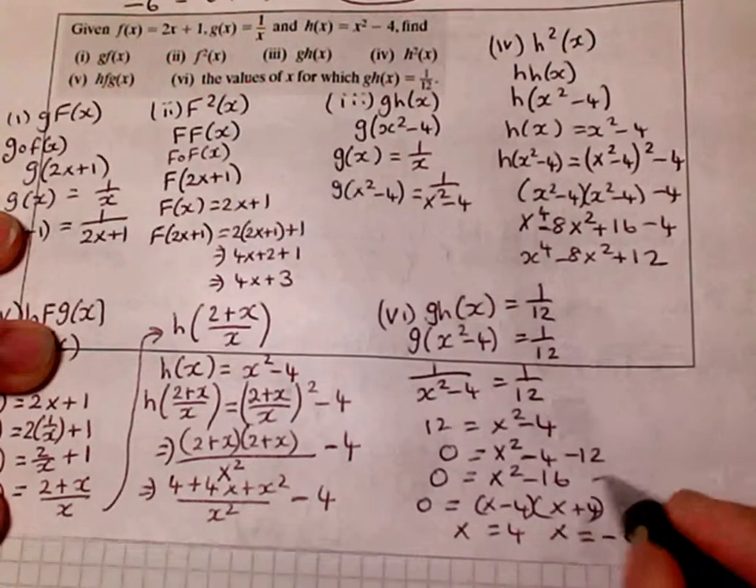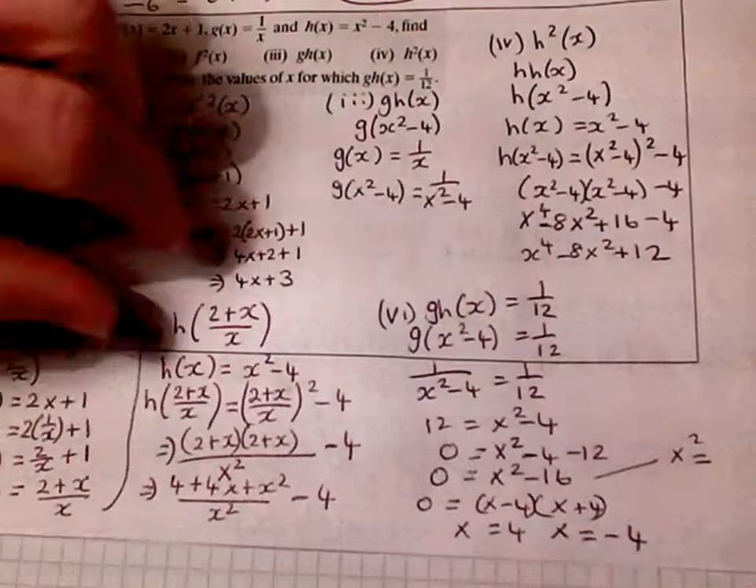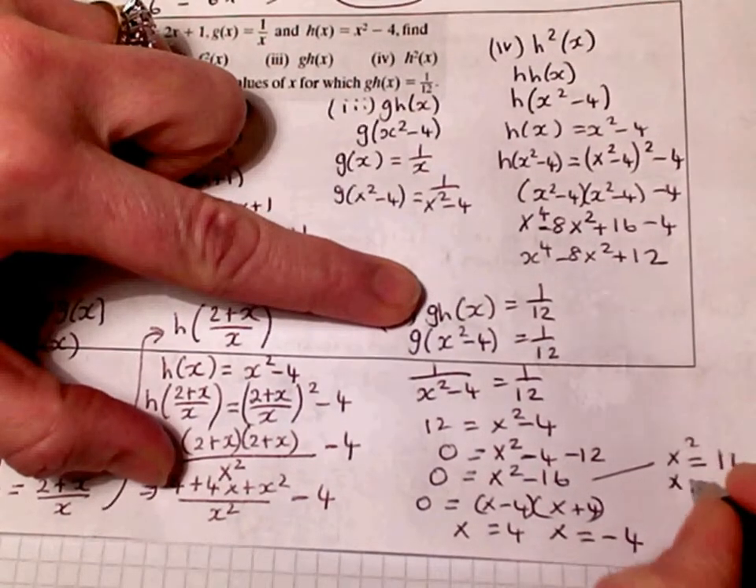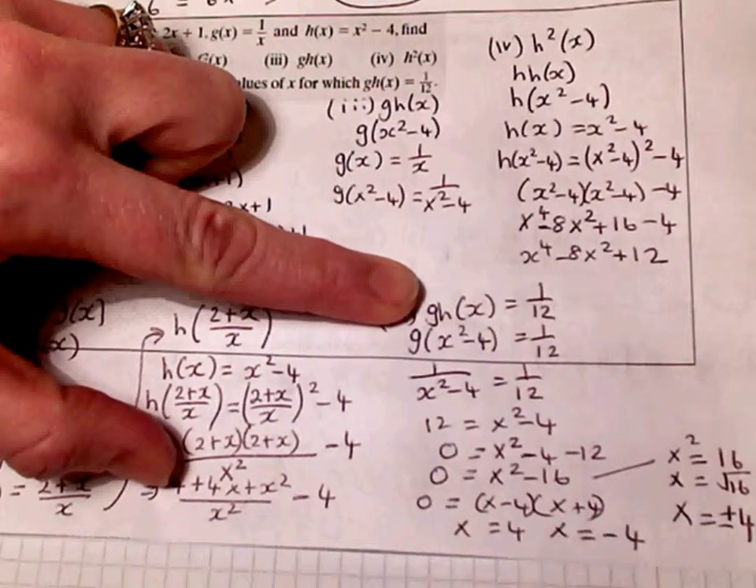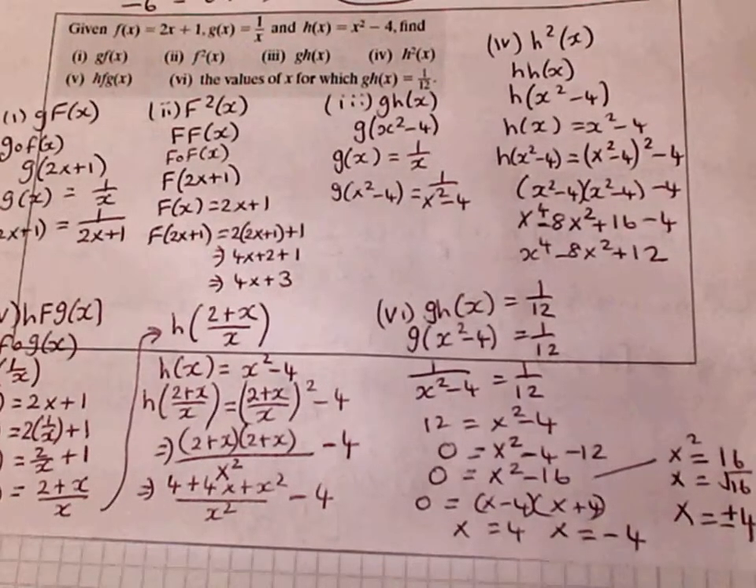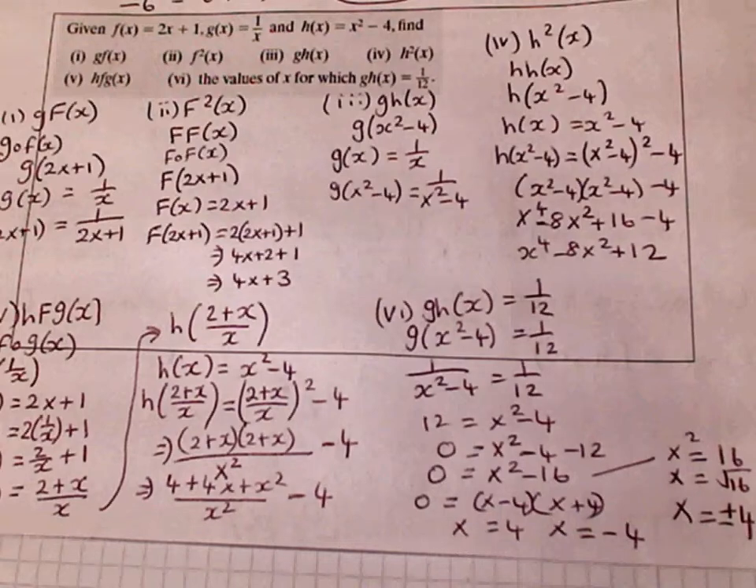Alternatively, you could have gone x squared is equal to 16. X is equal to the square root of 16, but you've got to remember that you can have the plus or the minus 4. Okay, that's a very good example of a composite function question.